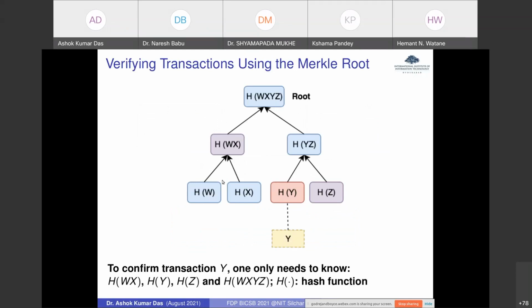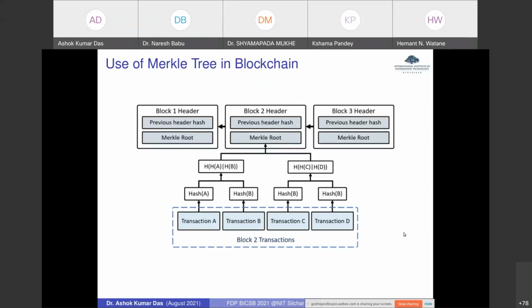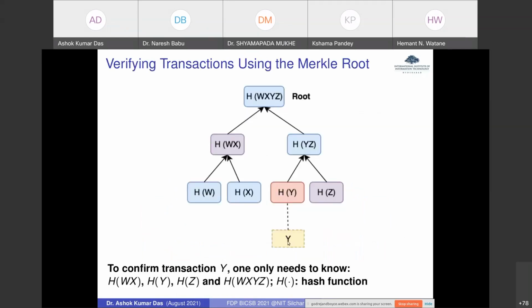So note that this Merkle tree along with the Merkle tree root is already linked in the block. Therefore, given a transaction Y, we need to only compute the hash of the transaction Y. Once we have the hash of Y, we will fetch the corresponding hash of Z to compute the hash of YZ.